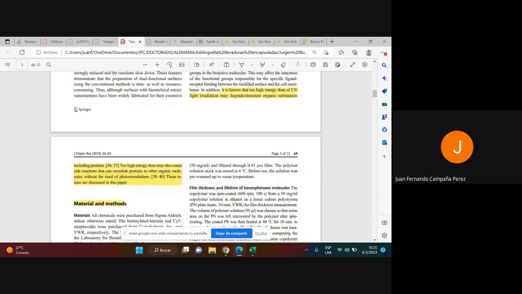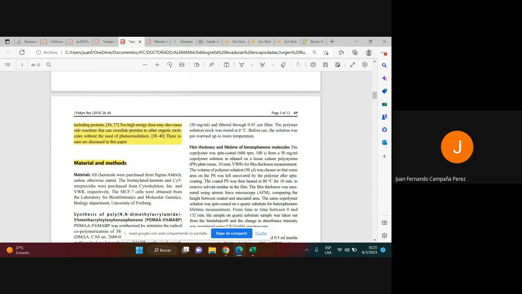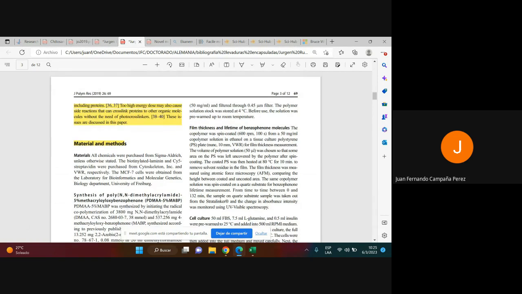But it is known that too high an energy dose of UV irradiation may degrade or denature organic substrates, including proteins. Too high an energy dose may also cause side reactions that can cross-link proteins to other organic molecules without the need for these photo cross-linkers.